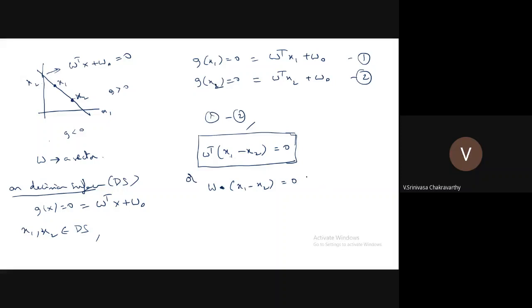And x1 and x2 are any random points on this plane, this decision surface, this hyperplane. So that means the hyperplane itself is perpendicular to W. So the W vector, by definition, is perpendicular to this plane. So that's the first property of this decision surface. If you define the decision surface by g of x equal to 0, where g of x is defined as W transpose x plus W naught, then the W vector will be perpendicular to the decision surface. So this is the first property.